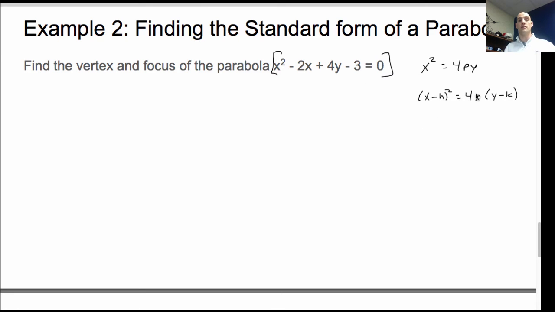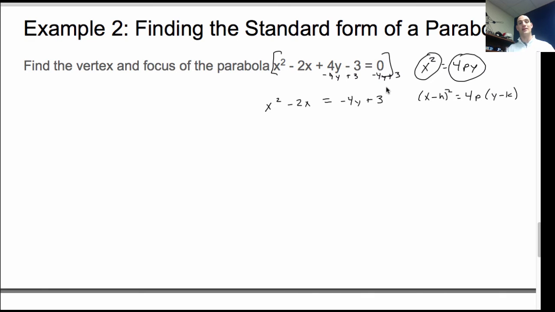And so what I need to do is do the general work first. I've got an x on this side, and I've got my y on this side. In my original equation, I have everything on the same side. So what I'm going to do is I'm just going to separate them by moving things over to the other side. So x squared minus 2x equals, and if I moved this, it'd be minus 4y plus 3.